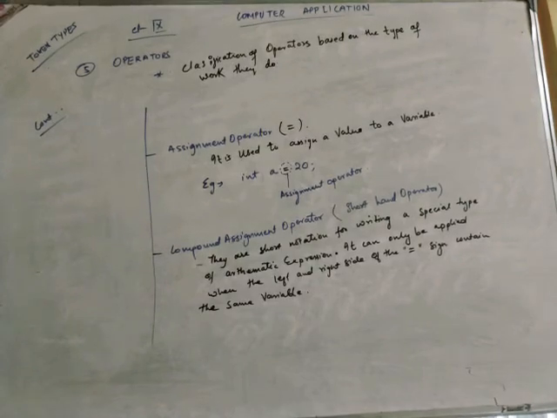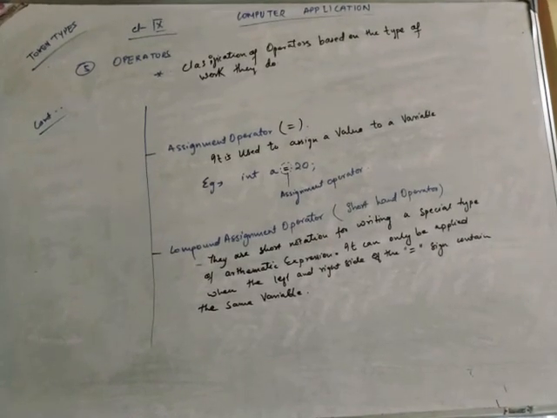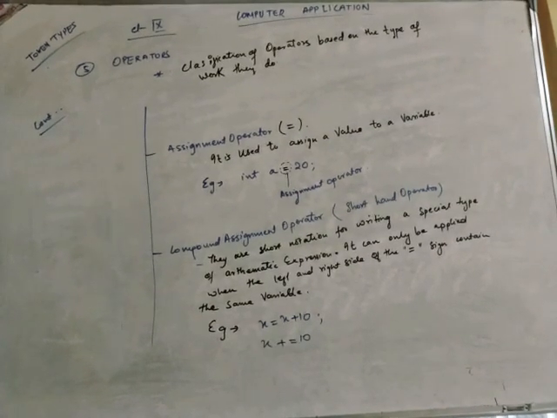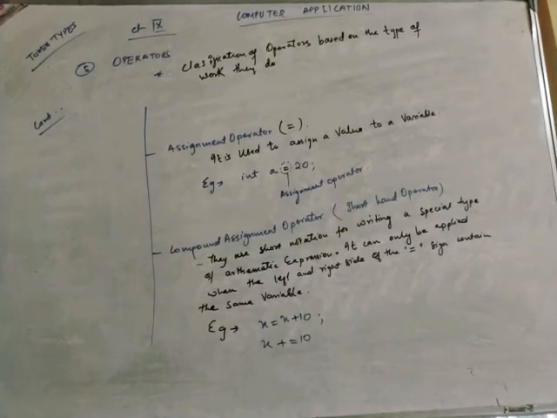For example, if you have x equals x plus 10, on the left and right hand side of the equal to sign we have the same variable x. Clear? Now this can be written in short form in this way. We can write it as x plus equals 10, which means x equals x plus 10.